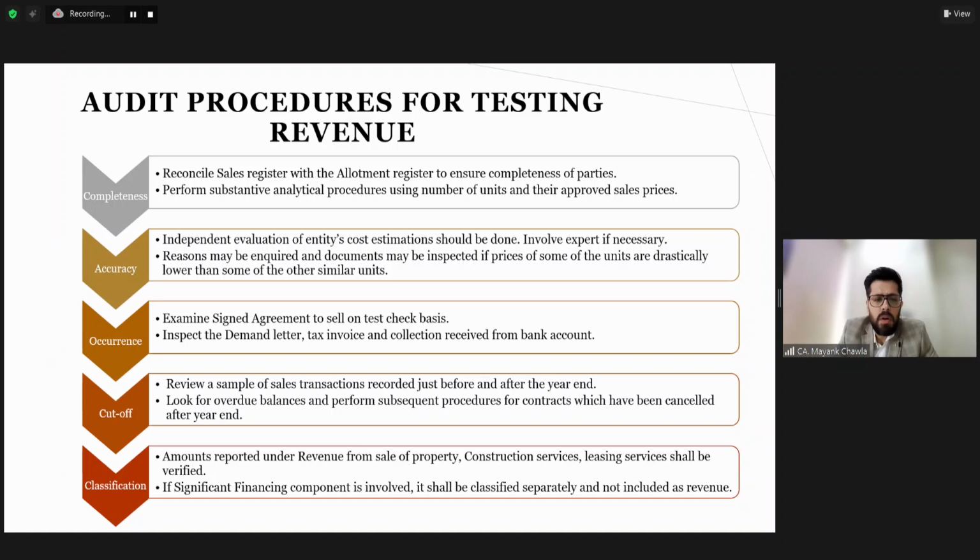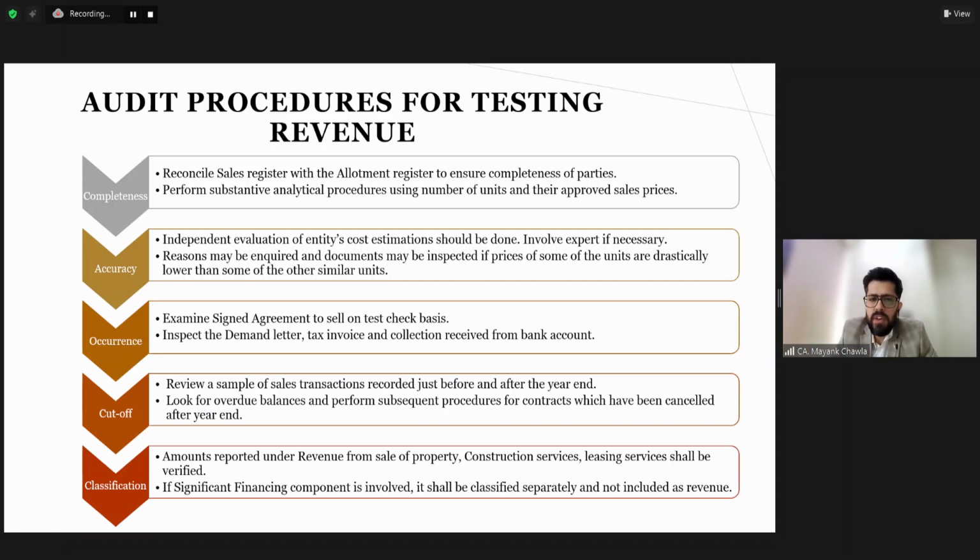So these are the 5 of the assertions that are generally checked upon when it comes to audit of revenue. One is completeness. So to ensure completeness, obviously there has to be an independent population from where the sales register can be reconciled. So allotment register may be the one. Then you can do certain analytical procedures where you can evaluate that on the basis of the total unit count and the average sale price, whether all those have been considered while estimating revenue or not.